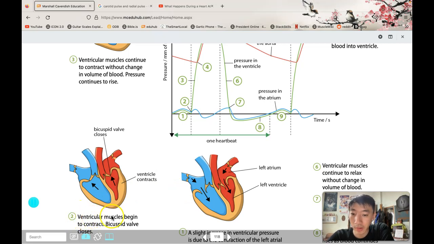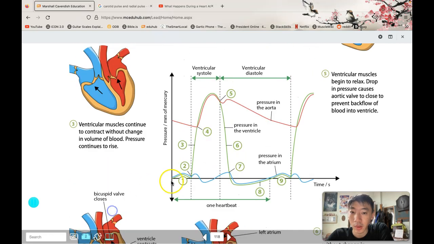The ventricular muscles begin to contract, and the bicuspid valve closes. The bicuspid valve is this one over here. So remember, tri first, then bi. So tri on the right, and then bi on the left. The reason why the valve closes is to prevent backflow from the ventricle towards the atrium. And so now the pressure rises. You can see that it's going up. The pressure is rising. And at point number 3, the ventricular muscles continue to contract without change in volume of blood.